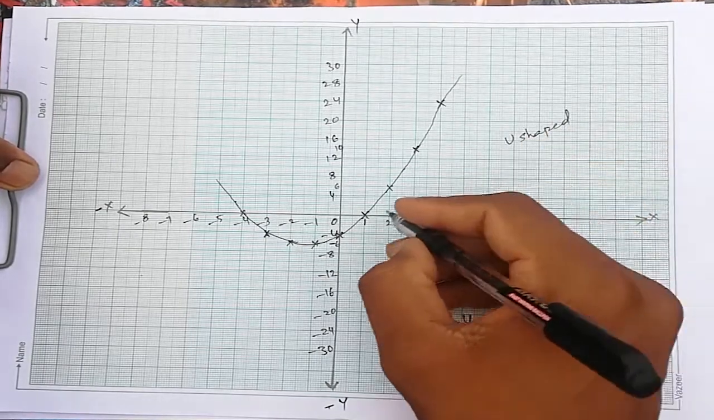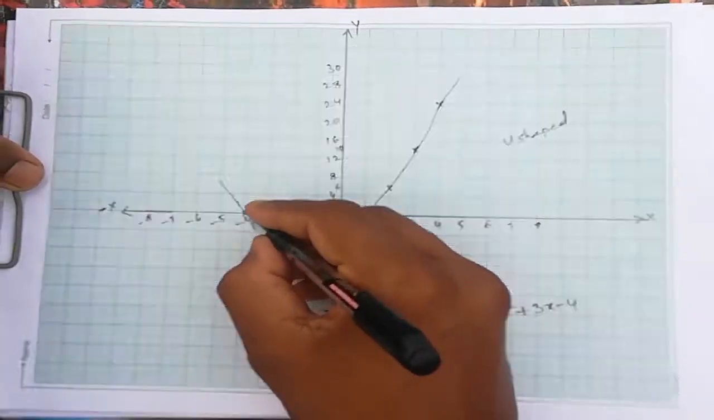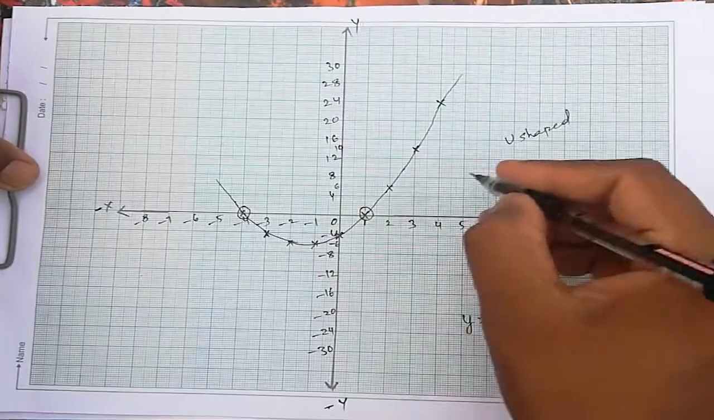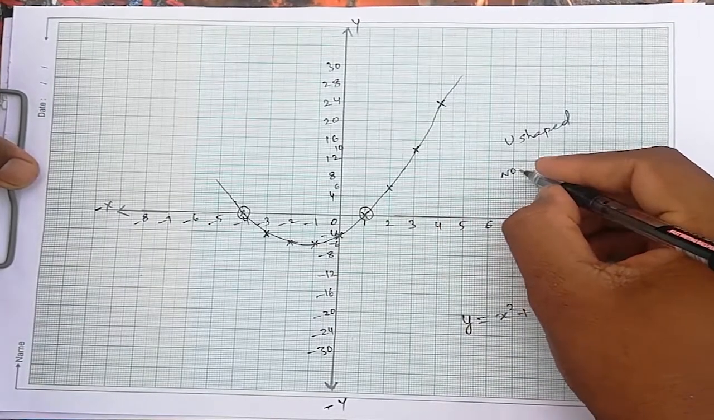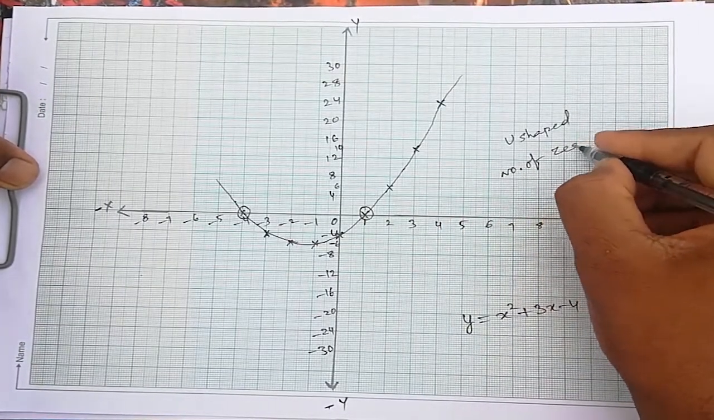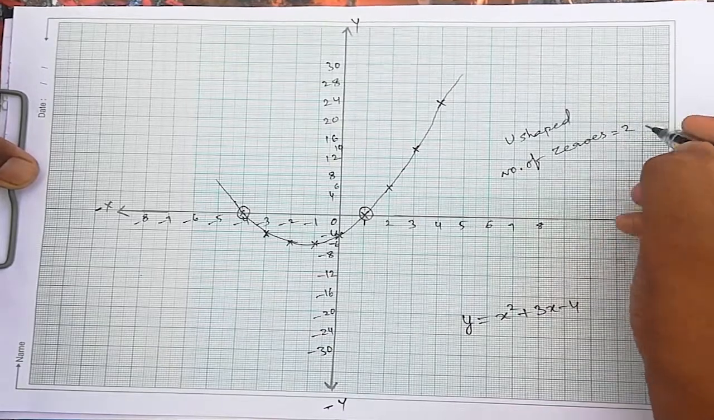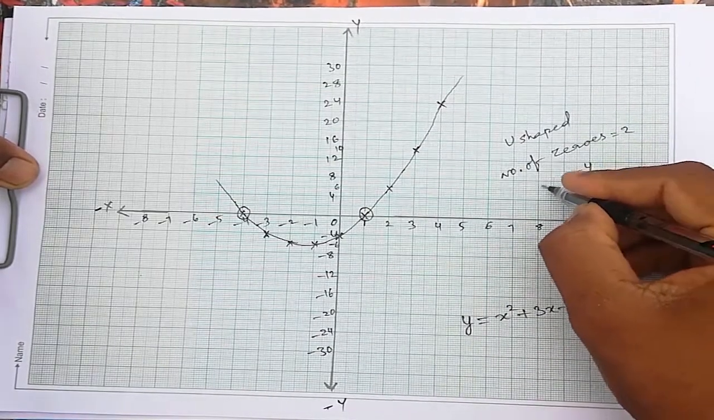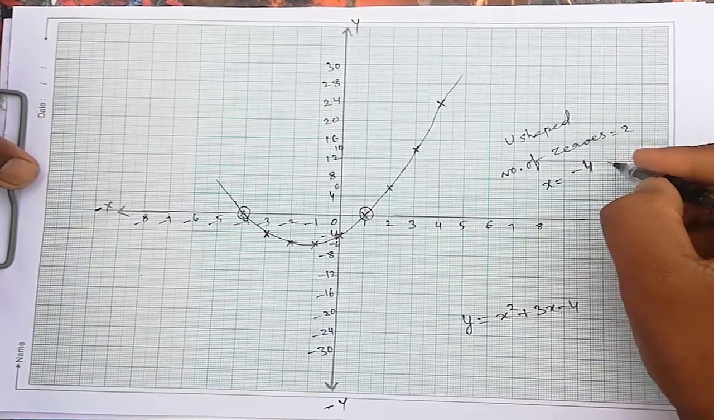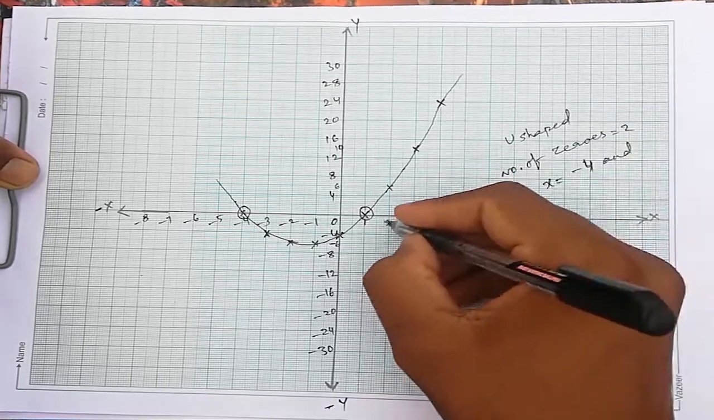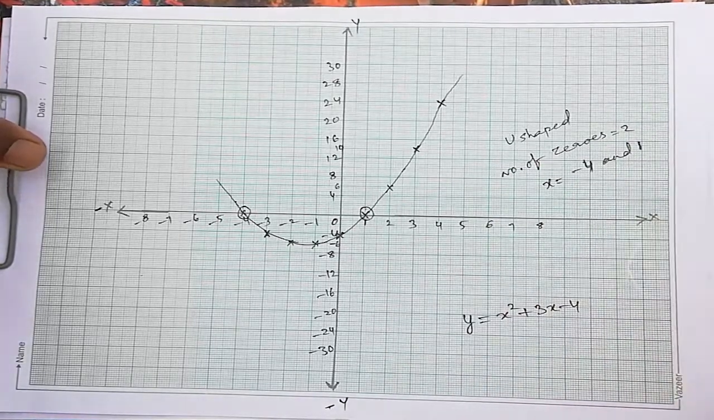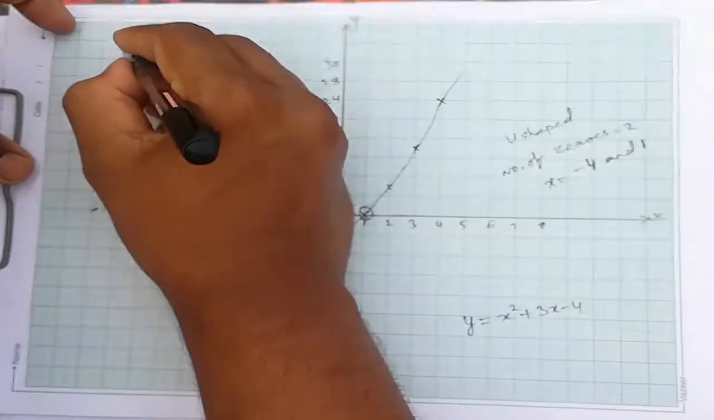And the number of zeros is 2 on the x-axis, that is minus 4 and 1. Number of zeros I am writing equal to 2. What are those zeros? I am writing x equal to minus 4 and 1. So these are the zeros.